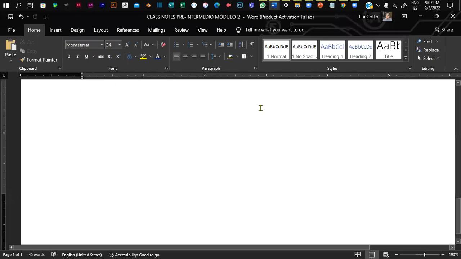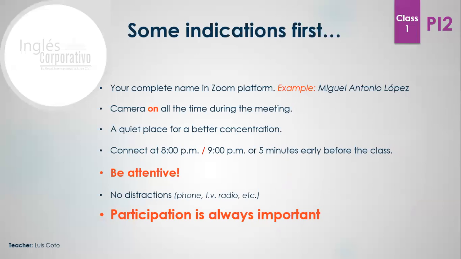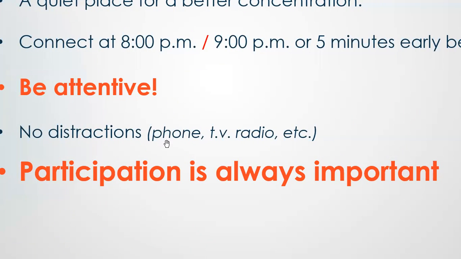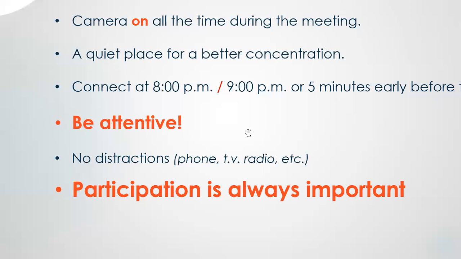Okay, vocabulary. Hey, we have vocabulary there. Focused. It's focused, with a D at the end. Focused. D pronunciation. Good. Next. No distractions. Phone, TV, radio, etc. Okay. No Facebook, no Twitter, no TikTok, no nothing. Concentrate in your class. It's only 1 hour. So we need to take advantage of it. Great. Next.